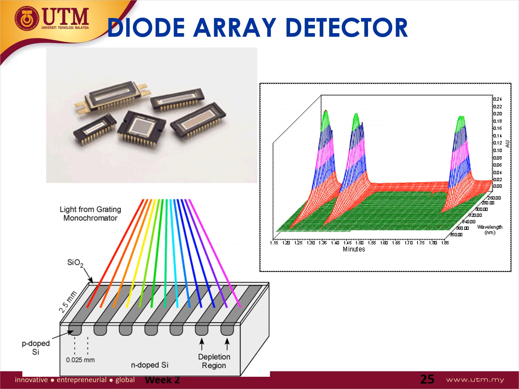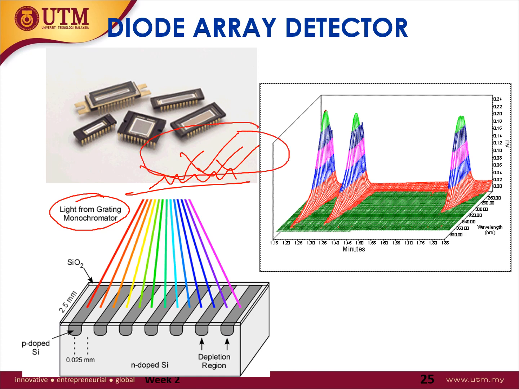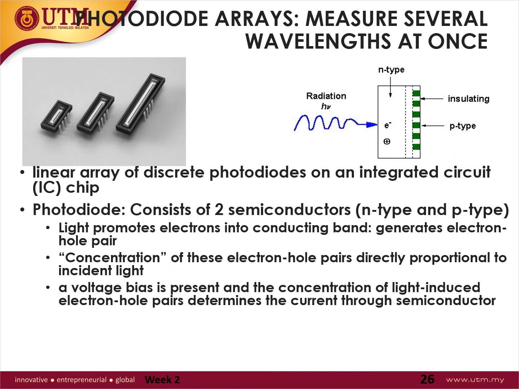Diode array detector. This is the light coming from the grating monochromator. Remember the grating just now, it looks like this. It can give you a lot of radiation. So to receive all this radiated wavelength, you need to give the instrument a diode array detector or CCD that has a lot of these channels over here to select and detect, and then you will get multiple peaks. Okay, you can read on your own over here.